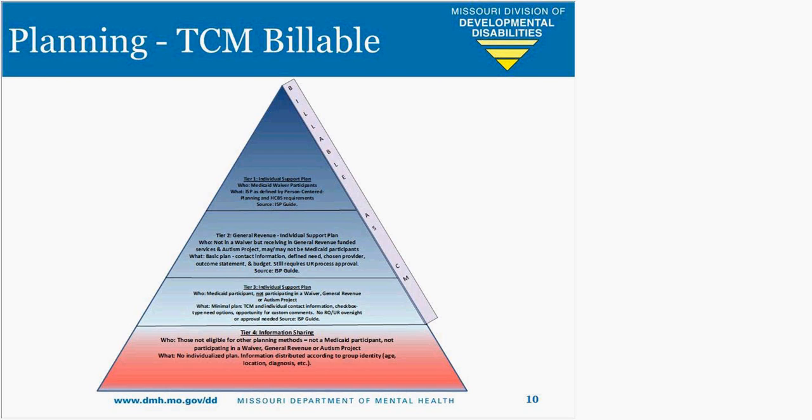Individuals who are Medicaid eligible and who are not yet participating in a waiver also continue to be eligible for case management billing under the current TCM rate, for state plan services. Then there are those in Tier 2, particularly those who are not Medicaid eligible and not on a waiver. These are individuals who are receiving a general revenue funded service.